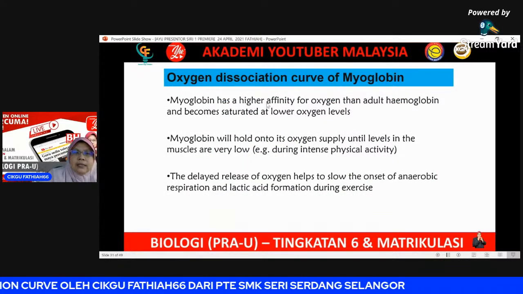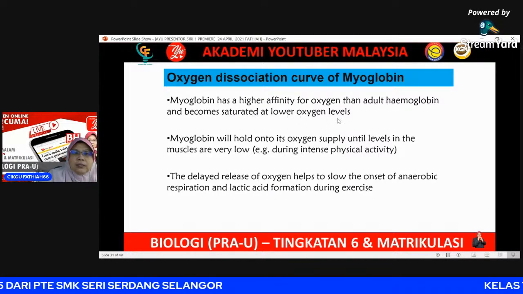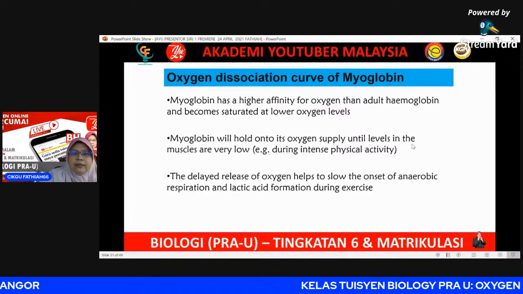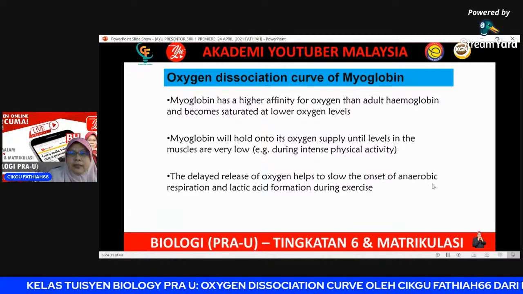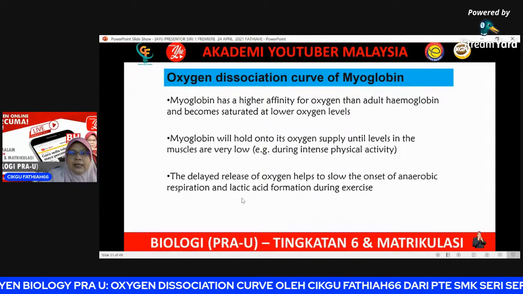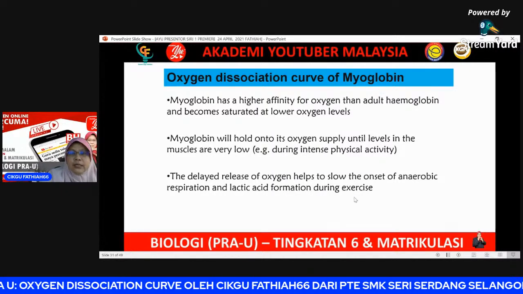Myoglobin has a higher affinity for oxygen than adult hemoglobin and becomes saturated at a lower oxygen level. Myoglobin will hold onto its oxygen supply until levels in the muscle are very low. The delayed release of oxygen helps to slow the onset of anaerobic respiration and lactic acid formation during exercise.